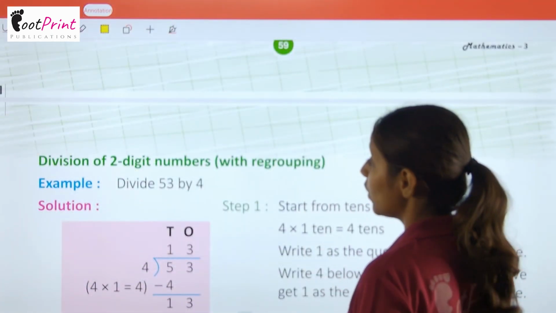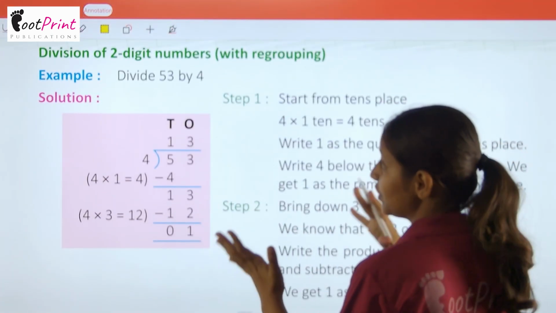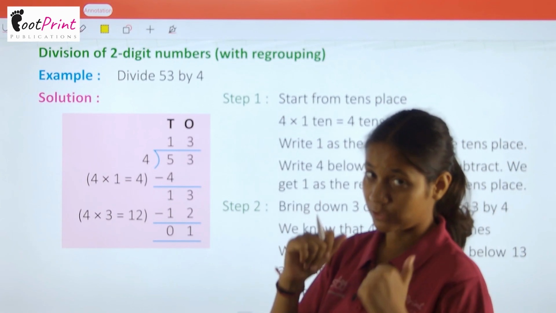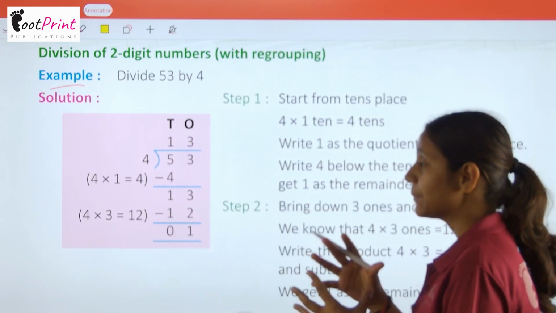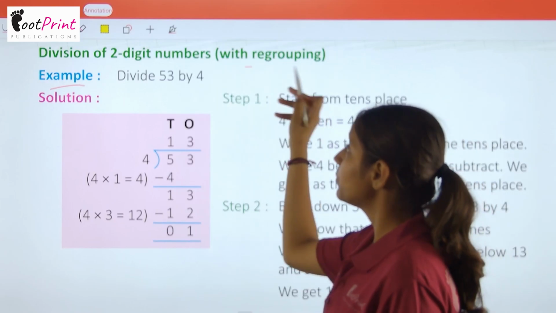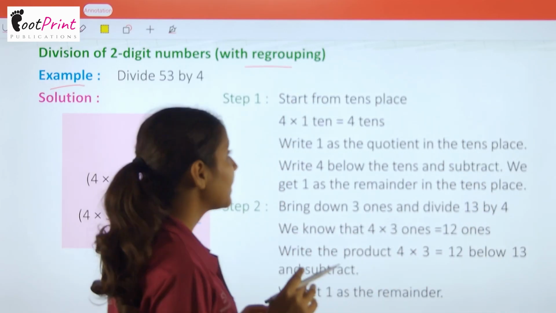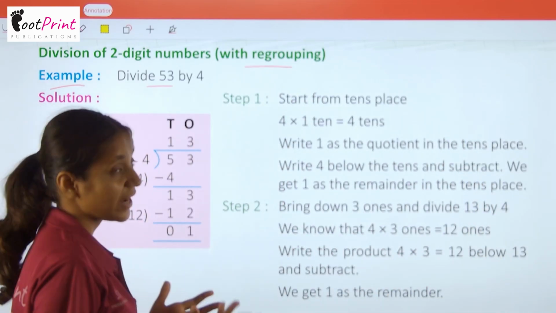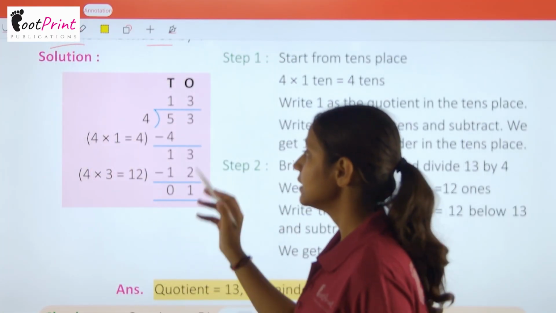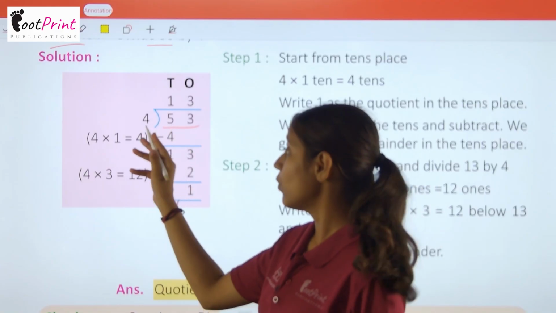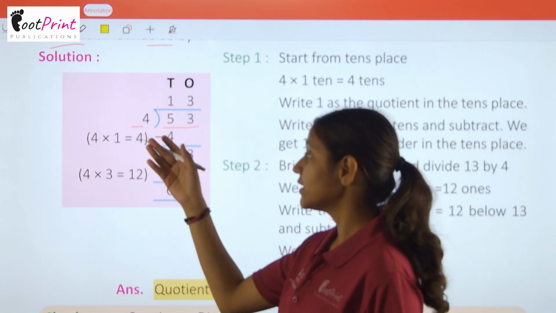Now we are going to do the topic division of two-digit number with regrouping. Okay. Example, divide 53 by 4. So हम regrouping के साथ करेंगे. अब हमारे पास एक नंबर है 53 जिसे हमें डिवाइड करना है with 4. So we can see here 53 and 4. 53 is our dividend and 4 is our divisor here.